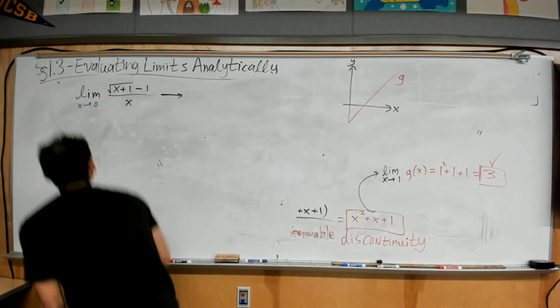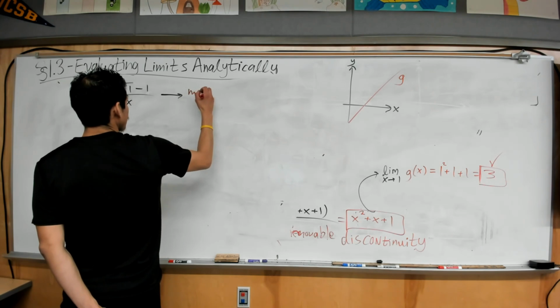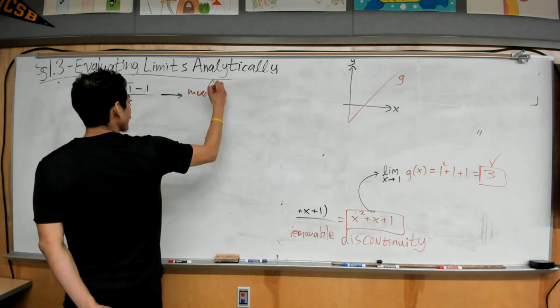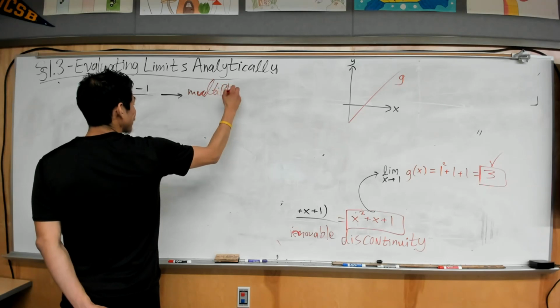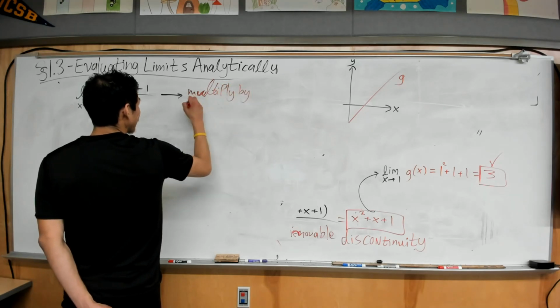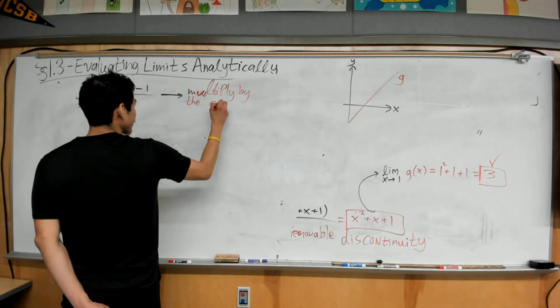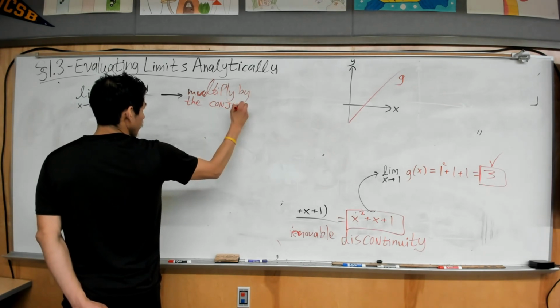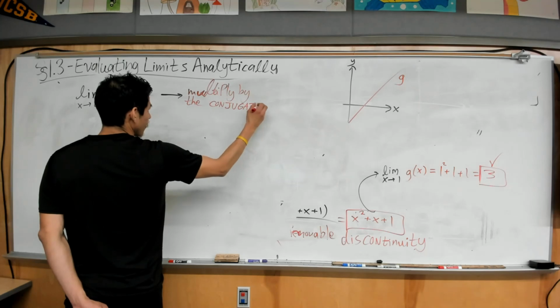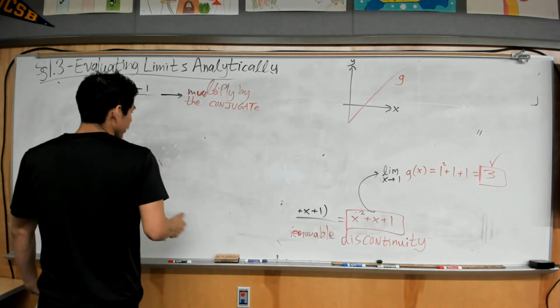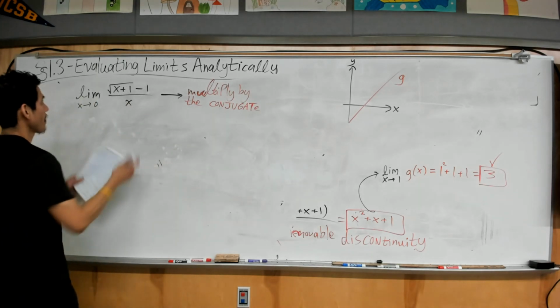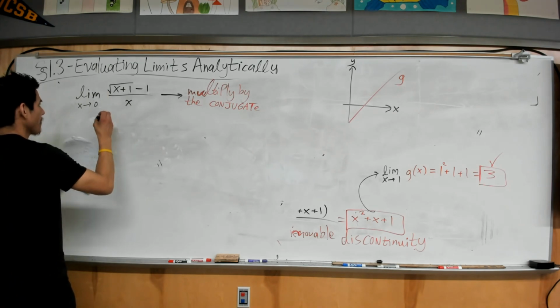Multiply by the conjugate. Maybe I'll use the right hand. Multiply by the conjugate. You know, like conjugate visitations? Maybe you don't know, actually. Never mind. Conjugate.